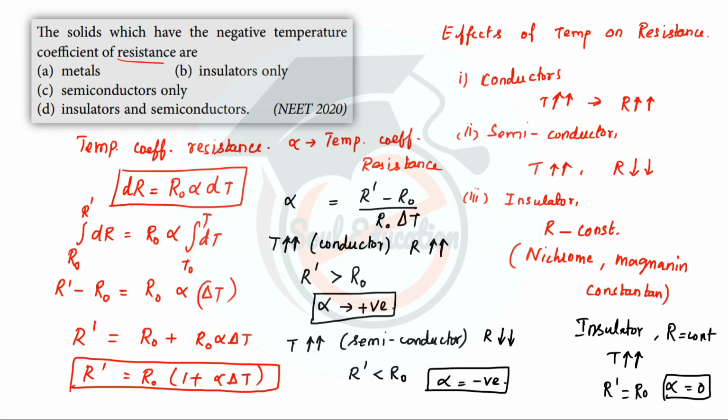So three cases have arrived. The temperature coefficient of resistance is positive for conductors, negative for semiconductors, and 0 for insulators. So which one is the correct answer? Semiconductor only. It is negative. Okay, simple thing. So these are the concepts. Keep all those concepts in mind.